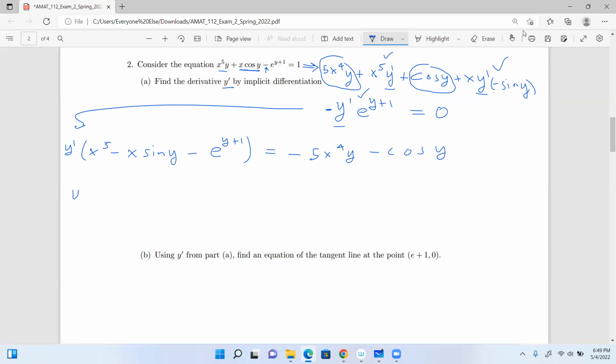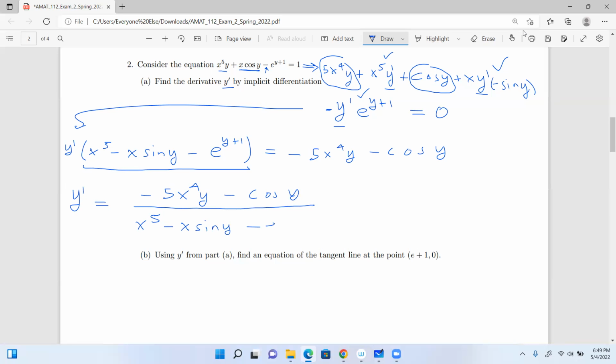And now we can divide both sides by this right here. So we do that, we divide by that, we get negative 5x to the 4th times y minus cosine y divided by the thing I just bracketed off. So x to the 5th minus x times sine y minus e to the y plus 1. So that gives us the derivative of y through implicit differentiation. And that solves the first part.